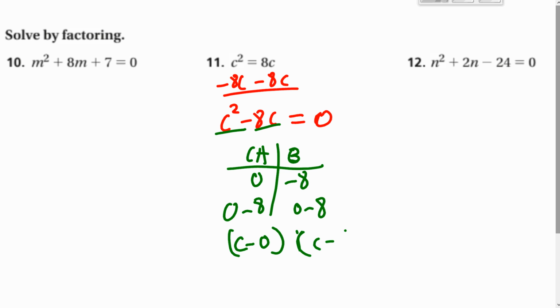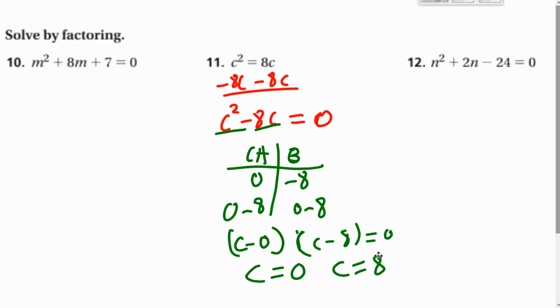C minus 8 equals 0. So just take the opposites here because your A is 1. So since your A is 1, this one is still going to be just C equals 0, and this is C equals 8. These other ones, they're already set equal to 0, so you're fine there. So don't worry about that. You don't need to move anything over.